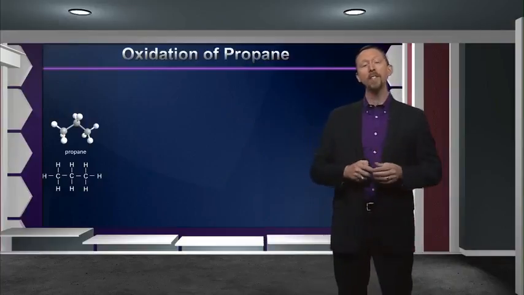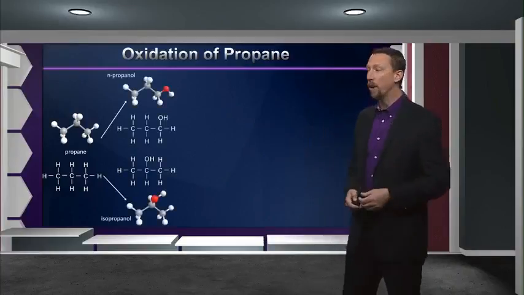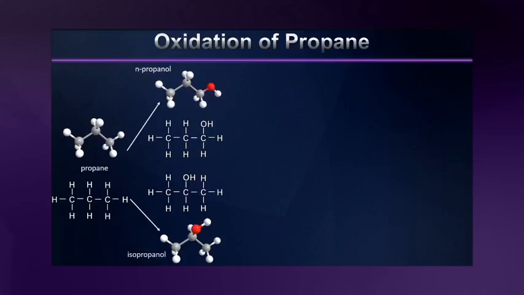So when I oxidize propane to make propanol, there are two possibilities. What we call N-propanol, or normal propanol, in which our hydroxyl is on the end carbon, but there's also the possibility of putting the hydroxyl here on the central carbon. And we would call this molecule isopropanol, meaning same as propanol, although obviously these are not exactly the same. These are isomers of one another.